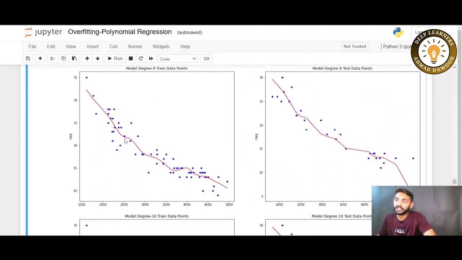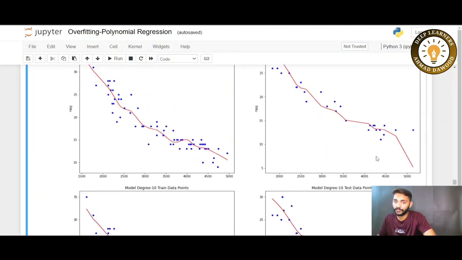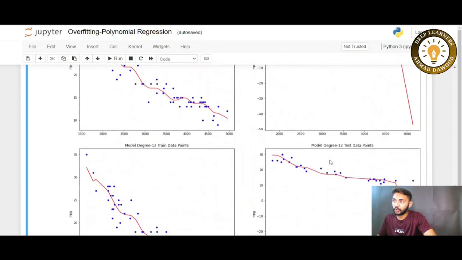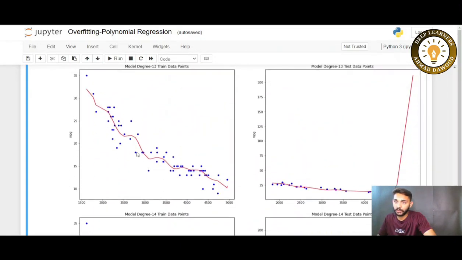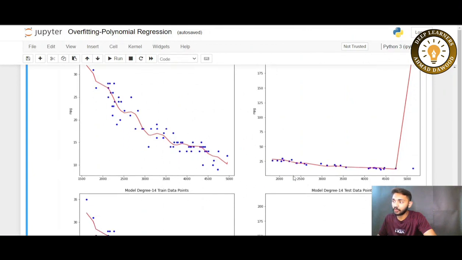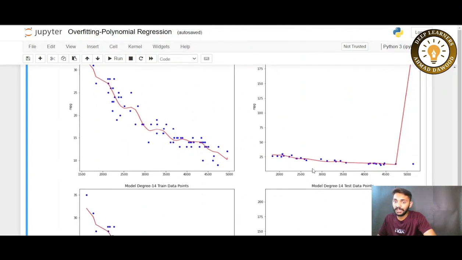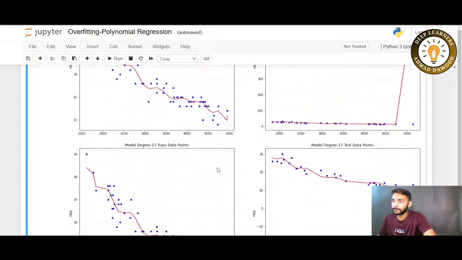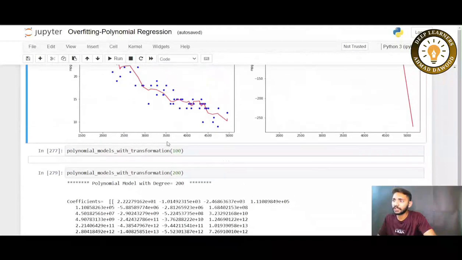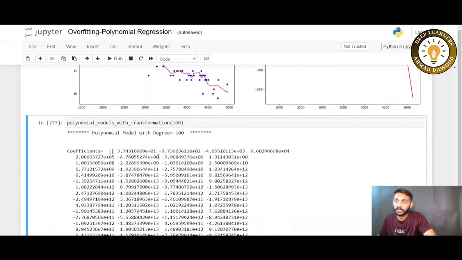Now here you can say the model is improving on the train data points, but it is becoming weird on the test data points. As you go down, you will see that on the training data points your model is becoming better and better, but on the test data points it is becoming weird as the complexity of the model is growing.